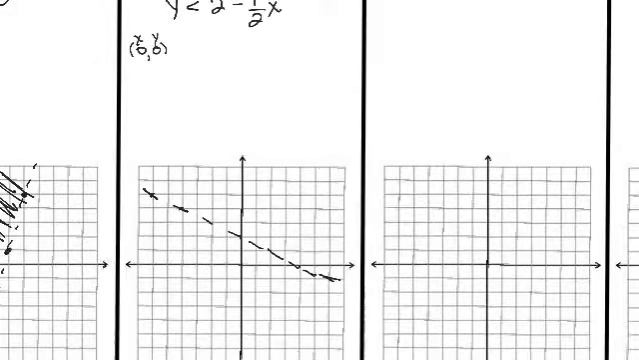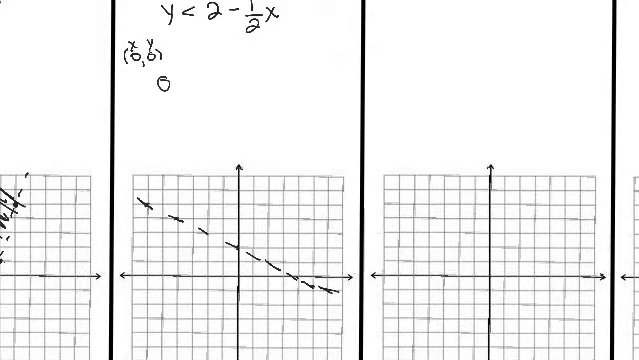So y is less than 2, or we should say 0 is less than 2 minus 1/2 times, and what are we putting in for x? We're putting in 0. So we've now substituted 0, 0 in for our y and our x. Now if this makes a true statement, then 0, 0 gets shaded. If it makes a false statement, we do not shade the dotted side of the dotted line that includes 0, 0. So let's try it.